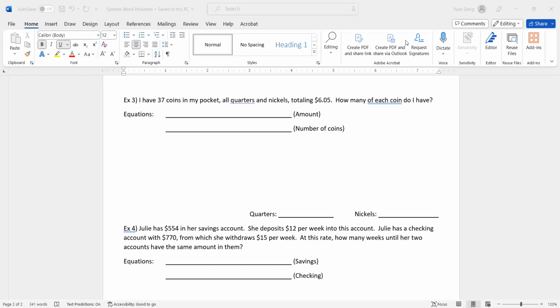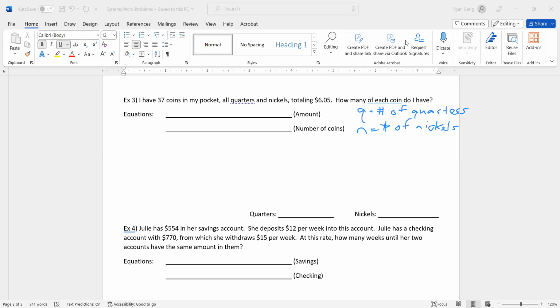So how many of each coin do I have? Notice I just jumped straight to the end. How many of each coin? Well, which coins am I talking about? Q, quarters, and nickels. So I'll say Q is the number of quarters. N is the number of nickels. And let's write 2 equations.